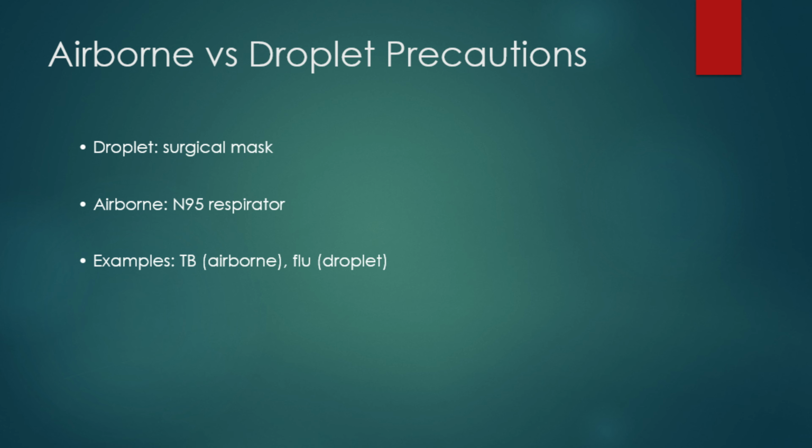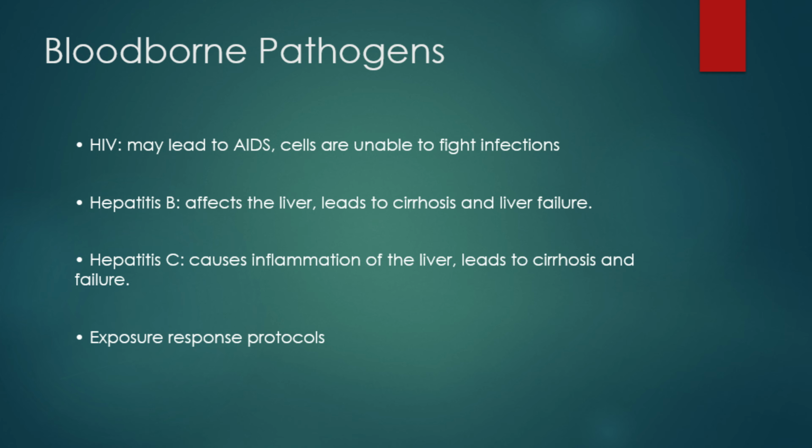Okay, cool. So bloodborne pathogens, again, we've got our HIV, which is viral, which eventually leads to AIDS, which is a long-term autoimmune condition. Basically, at that point, your cells aren't able to fight back on the infection. Hep B and Hep C, these attack your liver. Very painful, long-term, no cures.